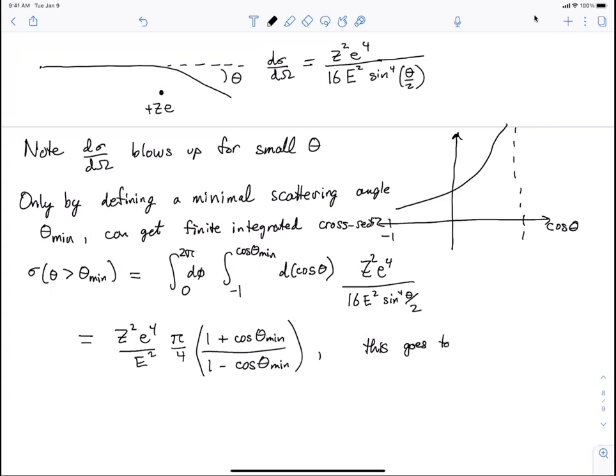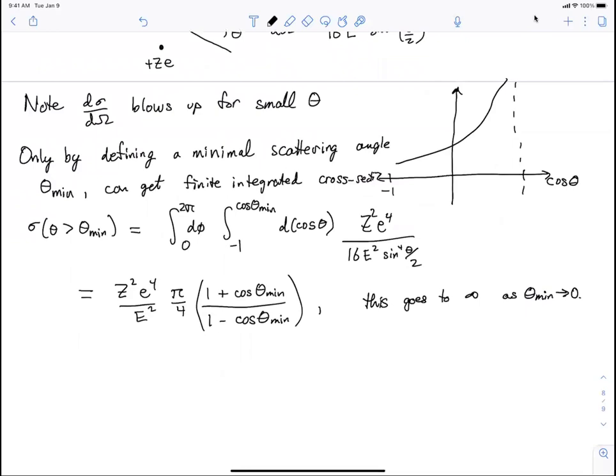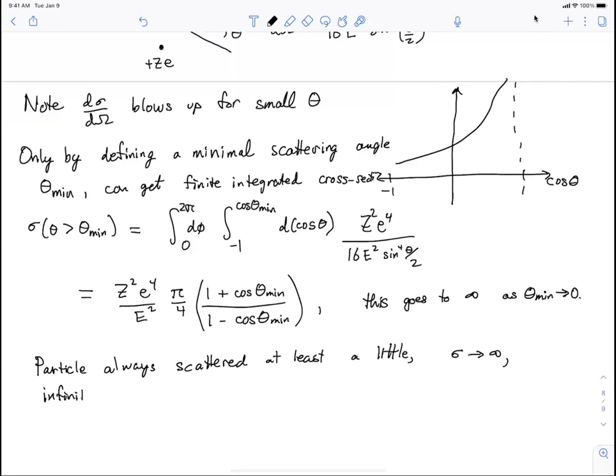So the total cross section is actually infinite, strictly speaking. So the interpretation of that is for Coulomb scattering, the particle is always scattered at least a little bit. This is measuring the effective area for scattering, but if it's always scattered a little bit, you shouldn't be surprised that the cross section is therefore infinite. Okay, so the particle is always scattered a little bit, at least. And that's why the total cross section is going to infinity. And this is said to be an infinite range potential. So Coulomb potentials are infinite range in the sense that you're getting infinity for the total cross section.